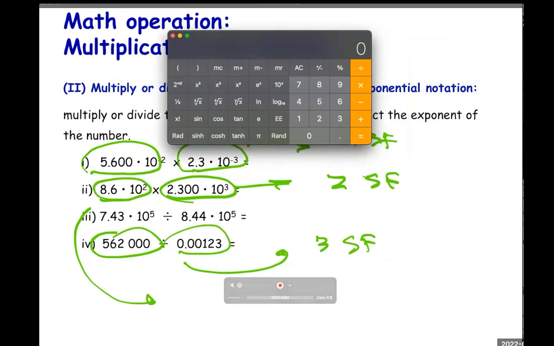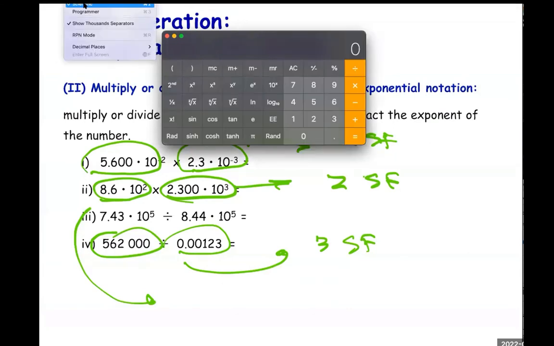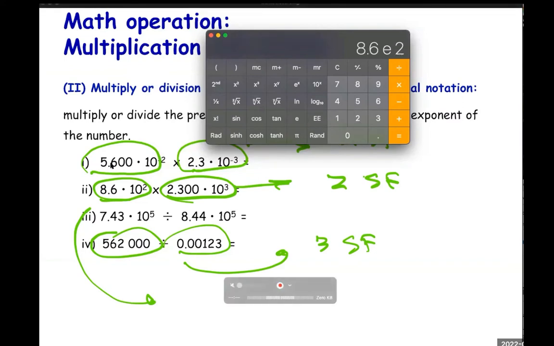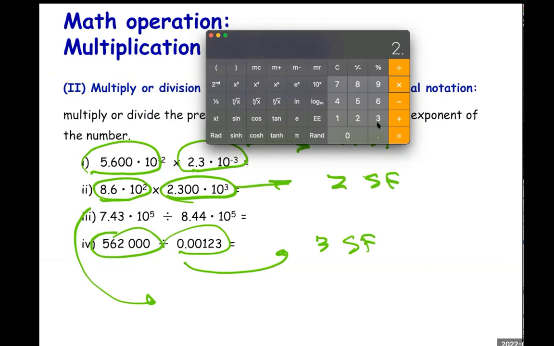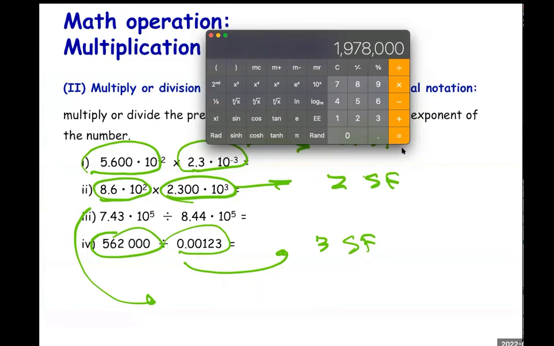And if you have an Apple, you can actually make this a scientific calculator by going up here, and you can do science or basic. I'm not going to do program. So I'm just going to do science. And in this particular case, I'm going to put 8.6 EE second. So that's my number down here, times 2.3 EE third, equals. So that's the number I would put down in the first parentheses, 1,978,000. That would be the answer.